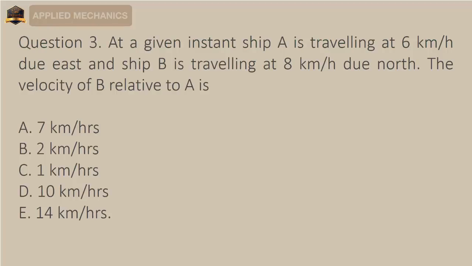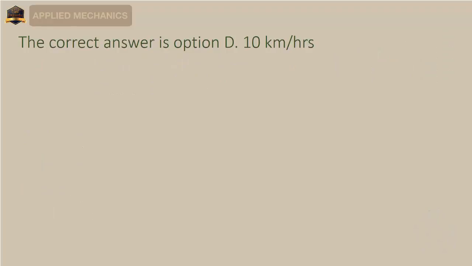Question 3. At a given instant ship A is traveling at 6 km per hour due east and ship B is traveling at 8 km per hour due north. The velocity of B relative to A is: a. 7 km per hour. b. 2 km per hour. c. 1 km per hour. d. 10 km per hour. e. 14 km per hour. The correct answer is option D. 10 km per hour.